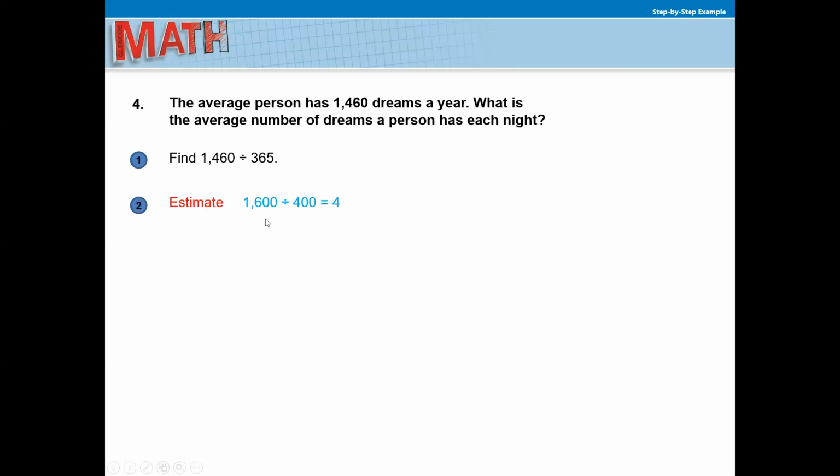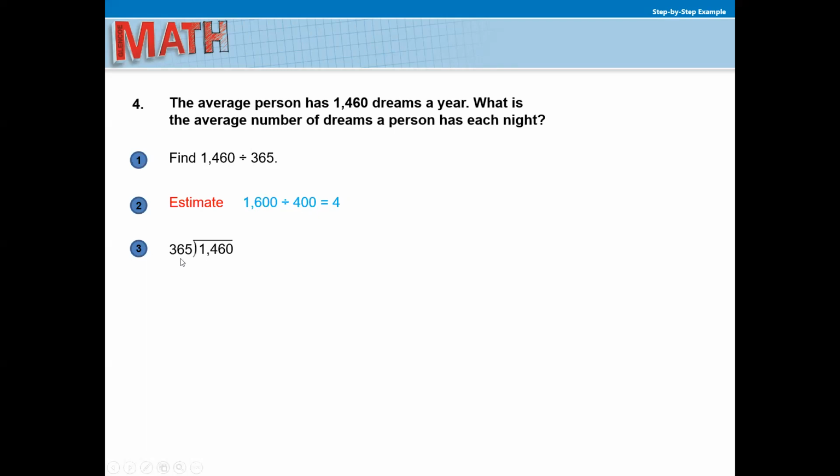Estimate 1,600 divided by 400. So again, they went with compatible numbers. They rounded way up from 1,460 up to 1,600. They also rounded this one up to 400. 16 divided by 4 is a basic fact.